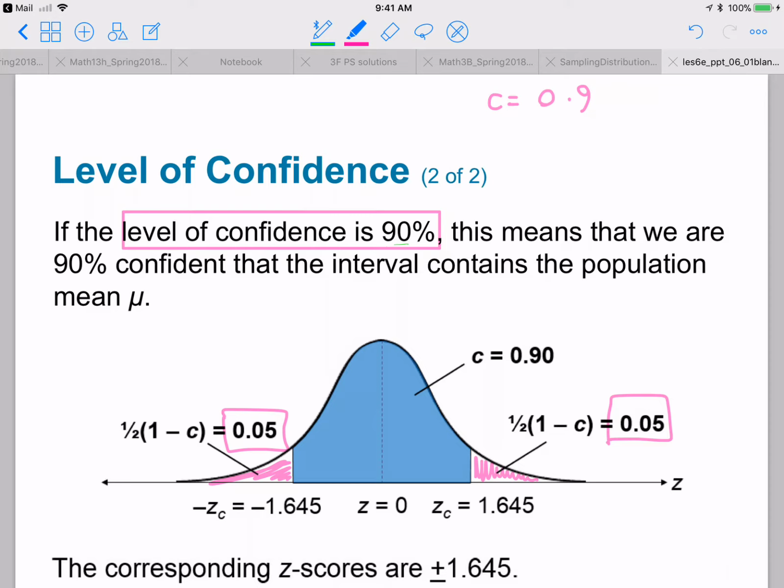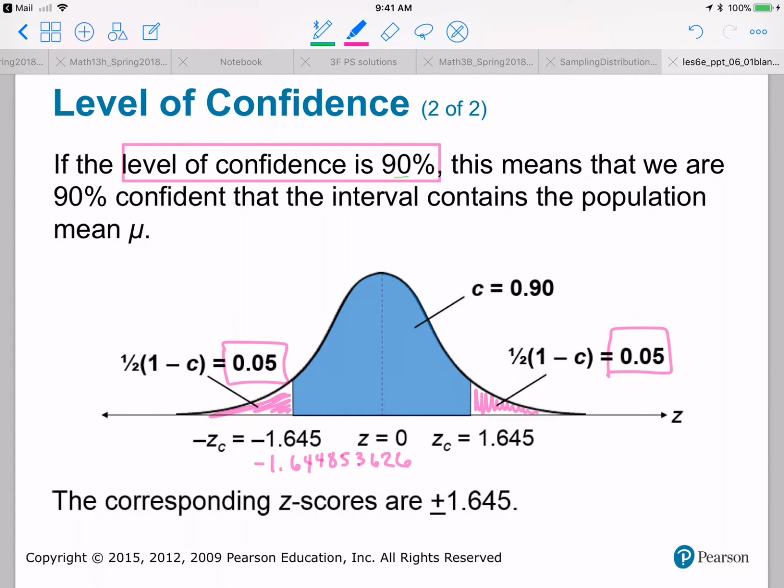So on my calculator, let's go to second, vars, which will give us distribution. And then go to inverse norm. Mine is number 3. And then for area, I put in 0.05, and for mu it's 0, sigma is 1, hit enter, enter again, then I get negative 1.648533626, which we can round to negative 1.645. And that tells me that my critical values are negative 1.645 and positive 1.645.